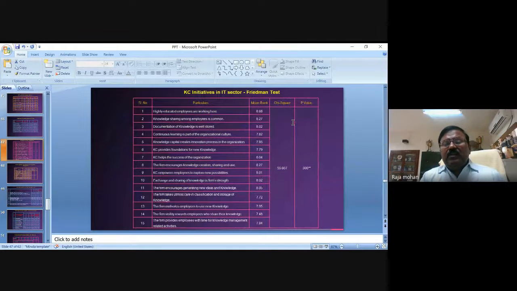And with regard to the next one, it is the Friedman test. Theoretically, we use it to find the significant mean ranks. We will find whether there is any significant difference among the responses of the respondents. Because I am responding, you are also responding, and your views differ from my views. In order to find that out, the Friedman test is used.